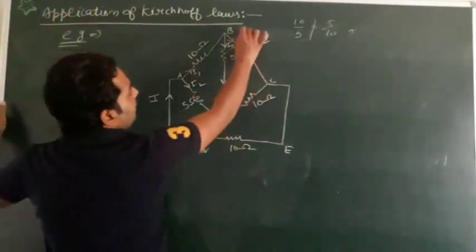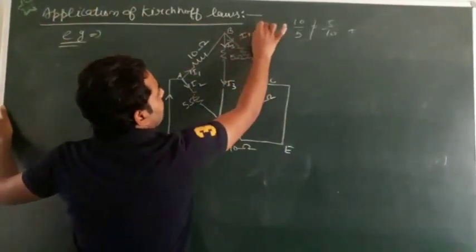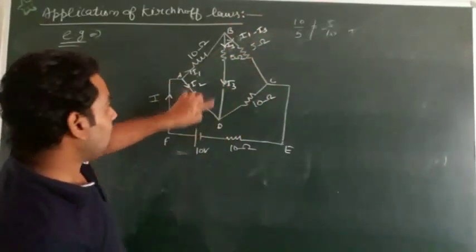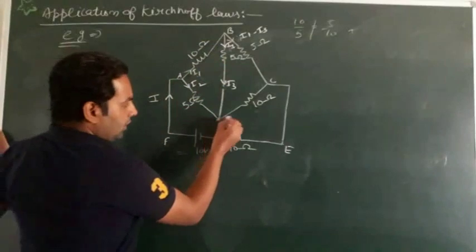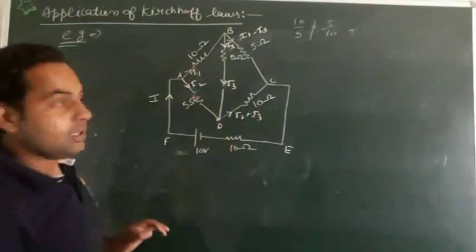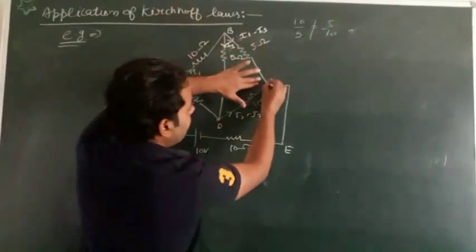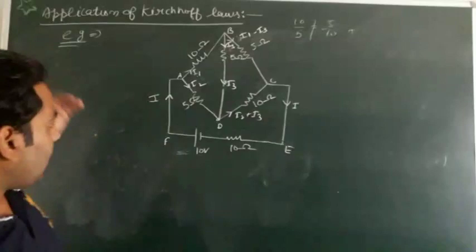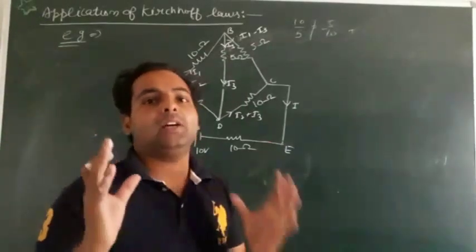So what is the remaining current? The remaining current in that arm is I1 minus I3. Again, if I2 is coming from here and I3 is coming from here, their two currents combined give I2 plus I3. Clear? All these currents combine here, and in that arm the current is I. Now we have to select the loop and apply the Kirchhoff law.